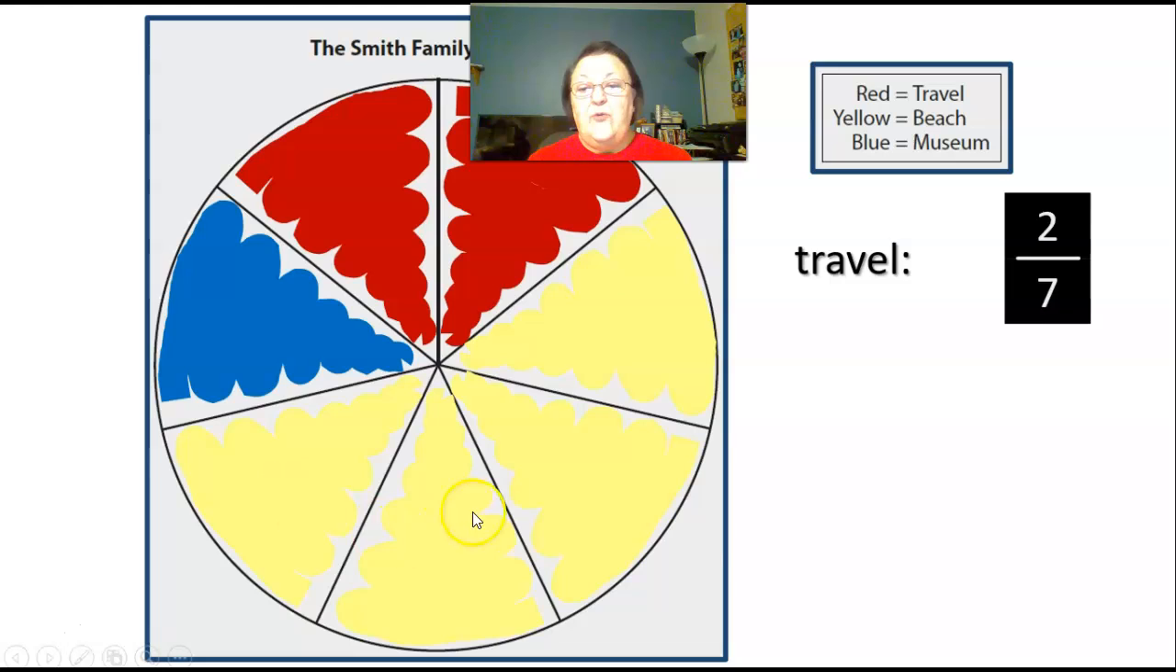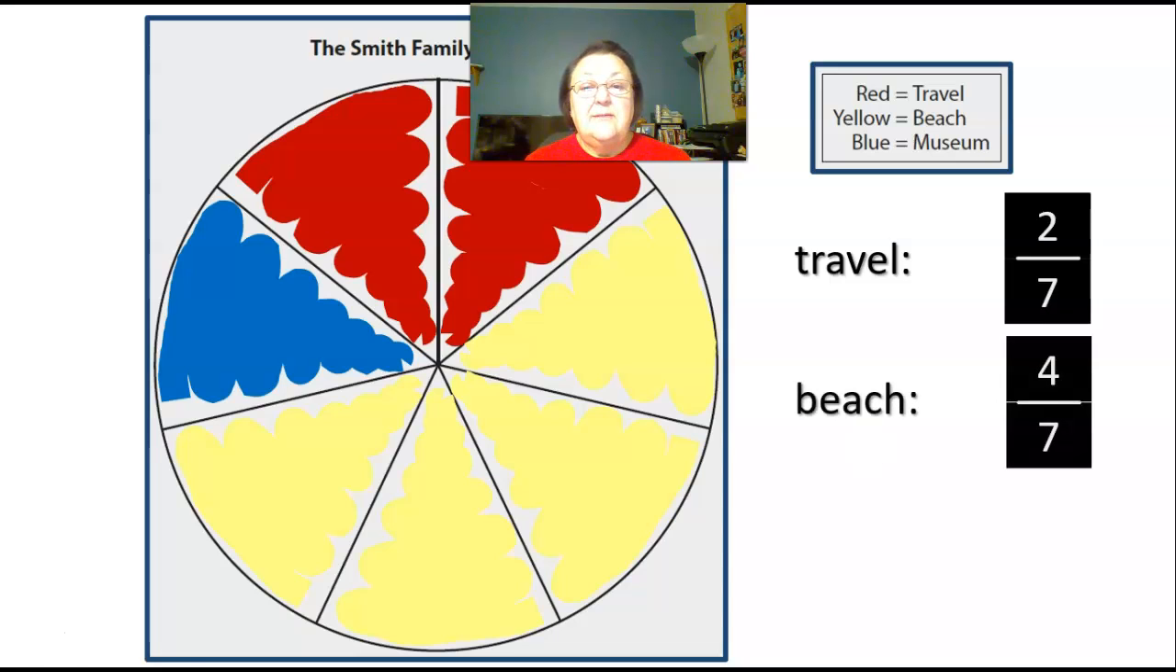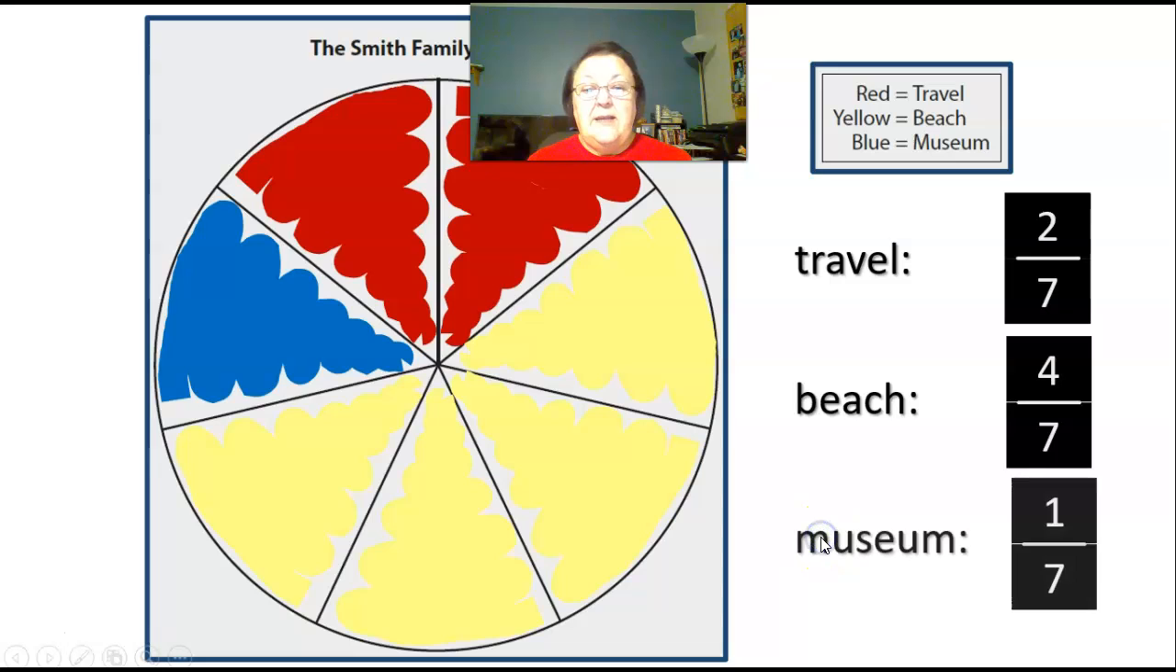Can you give me a fraction that would represent the days they spent at the beach? We know our bottom number is going to be 7. What would our top number be? Good, 4/7. They spent 4 out of the 7 days at the beach. And then 1/7, one of the 7 days they spent at the museum.